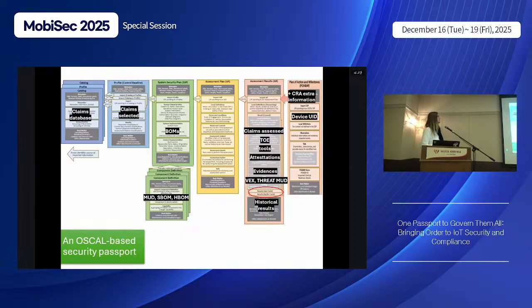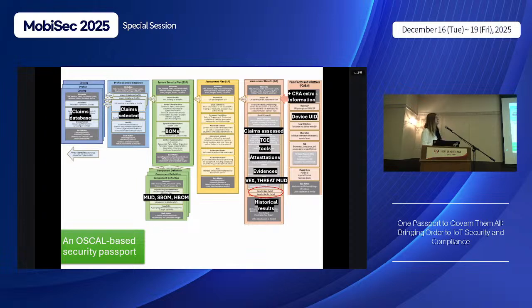The green ones are to define or describe the information about the components and the system. So here we have mapped all the information about the bill of materials, HBOM, SBOM, CBOM, AI BOM, whatever, and also the MUD file. In yellow, you have the assessment plan. So it's how we plan to assess the requirements over this target of evaluation.